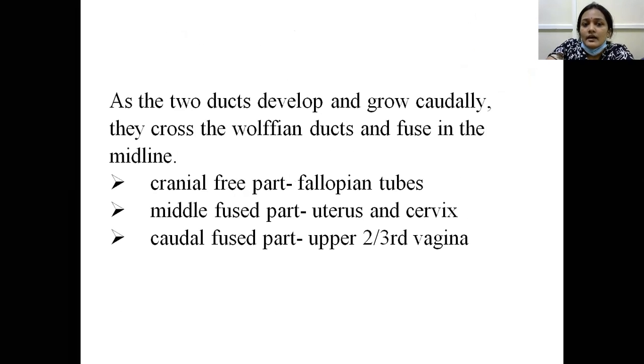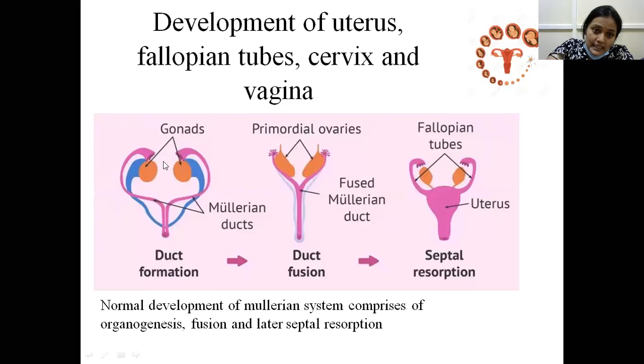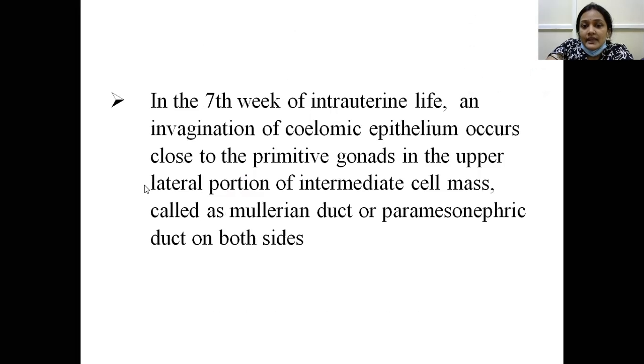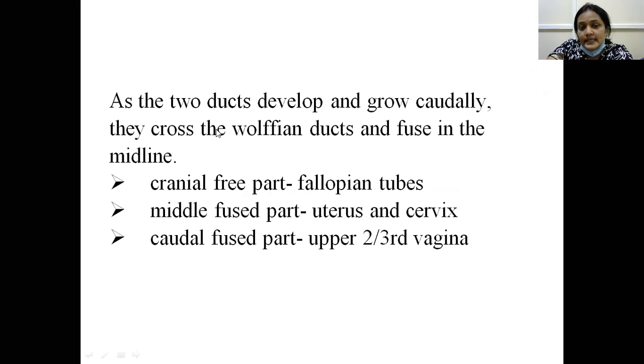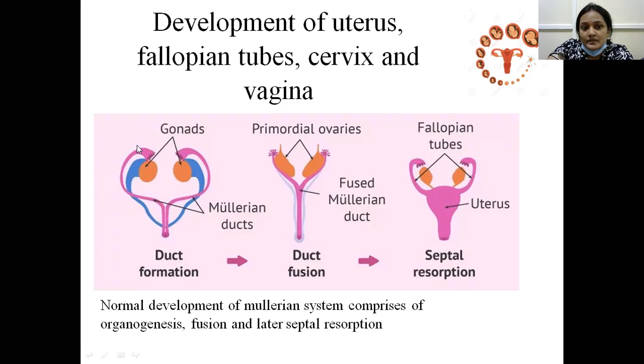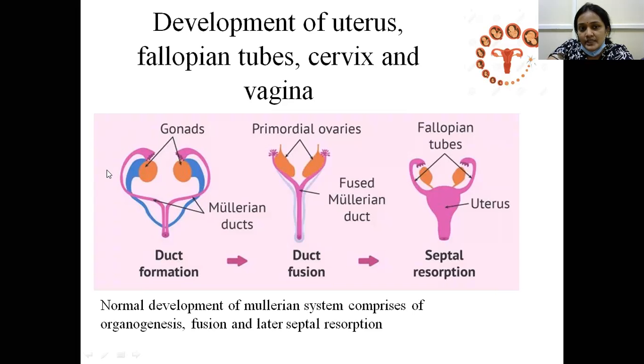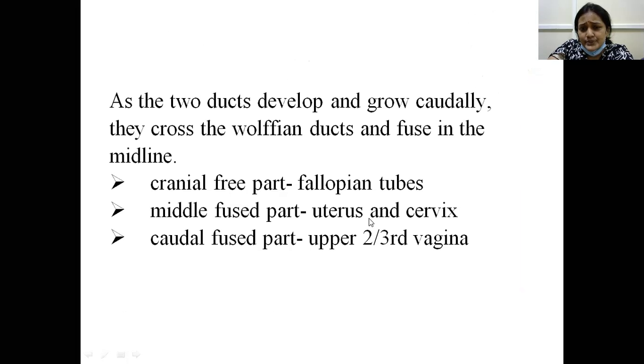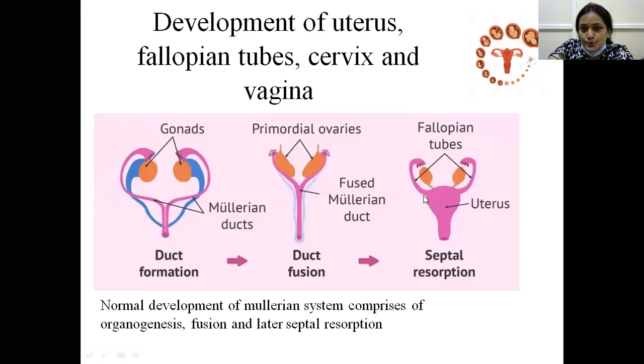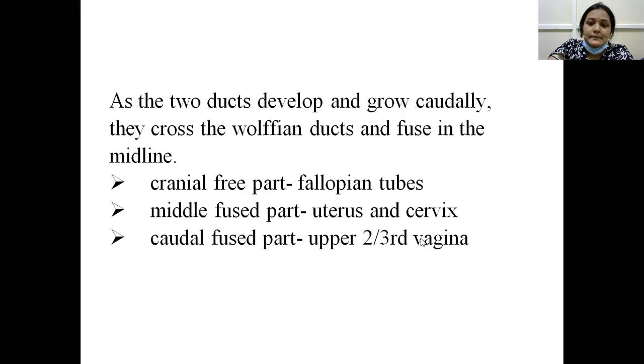So these two ducts develop lateral to the gonads, but as the two ducts grow caudally, they cross the Wolffian duct and fuse in the midline. They have crossed the Wolffian duct and met in the midline. The cranial free part forms the fallopian tube. The middle fused part forms the uterus and the cervix, and the distal fused part gives rise to the upper two-thirds of the vagina.